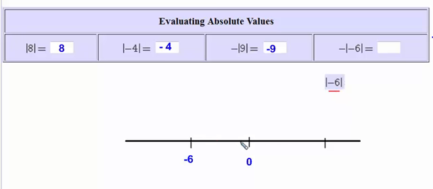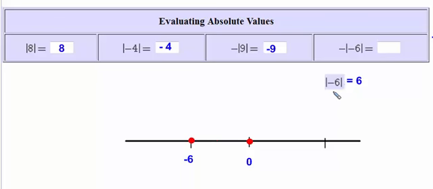If you want, you could put 6 unit tick marks between 0 and negative 6, showing that this distance is 6 units. Because the definition of the absolute value is the distance from the number to 0. The distance is always thought of as positive, so the distance between negative 6 and 0 is 6, so the absolute value of negative 6 would be 6.